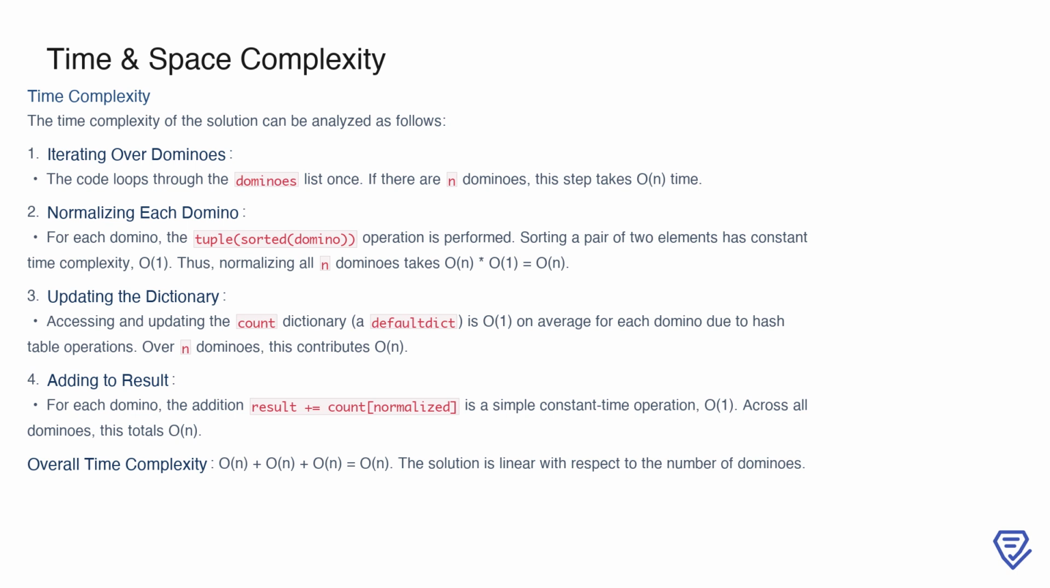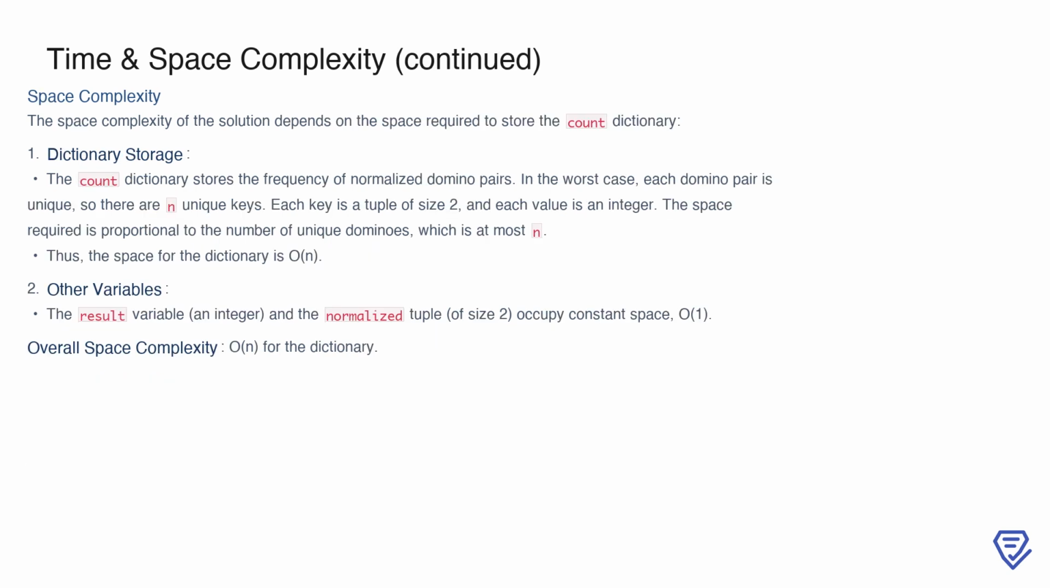When we combine these components, the overall time complexity of the solution is O(n), which is linear with respect to the number of dominoes. The space complexity of the solution is primarily driven by the count dictionary, which tracks the frequency of normalized domino pairs. Each key in the dictionary is a tuple representing a normalized pair, and each value is an integer representing the count. In the worst case, all domino pairs are unique, meaning the dictionary will have n keys for n dominoes. Therefore, the space required for the dictionary scales linearly, resulting in O(n) space.